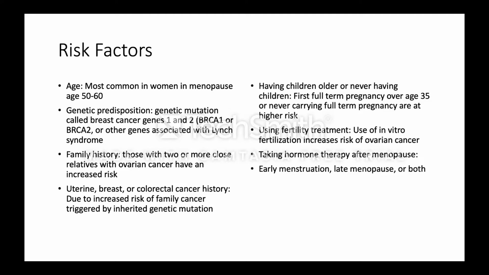Having children older or never having children in the first place. First full-term pregnancy over the age of 35 and never carrying a full-term pregnancy put you at higher risk. Using fertility treatments such as in vitro increases the risk of ovarian cancer. Taking hormone therapy after menopause, and early menstruation, late menstruation, or both.